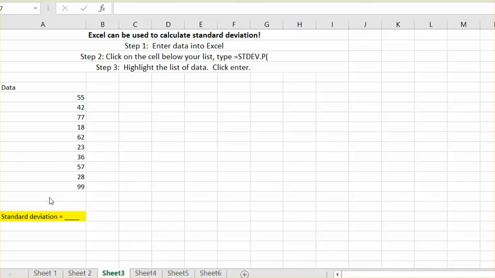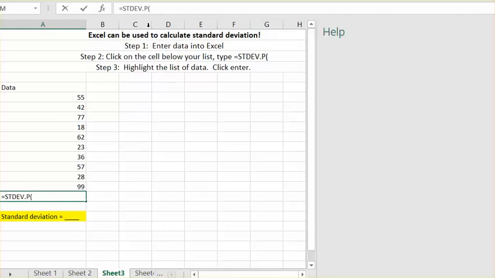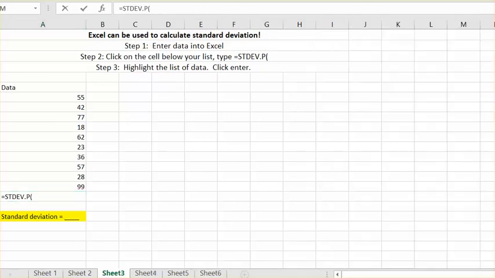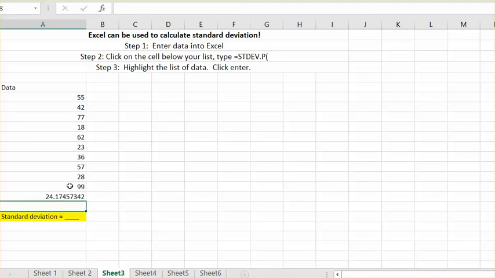Okay, so I'm going to put my cursor right down here below my list of values. And I'm actually going to type in the formula box. That's up at the top. Make sure you use that equals. And notice as I start to type, formulas will come up. Again, make sure you're using the one .p. Then we need to tell it what we're finding the standard deviation of. So you're just going to highlight that column of numbers and hit enter, and it calculates the standard deviation for us.